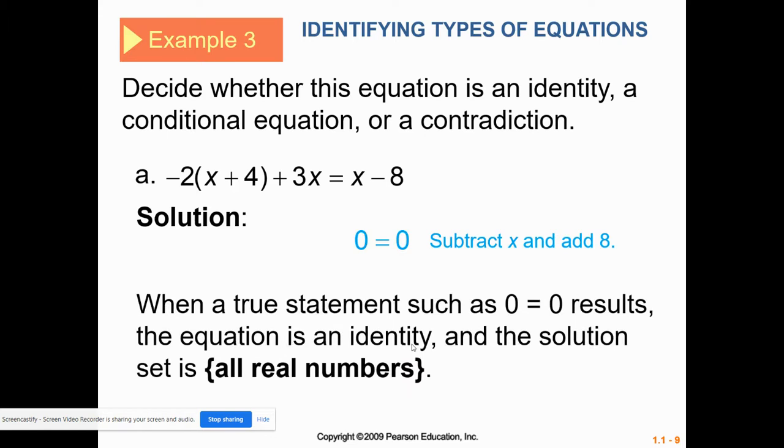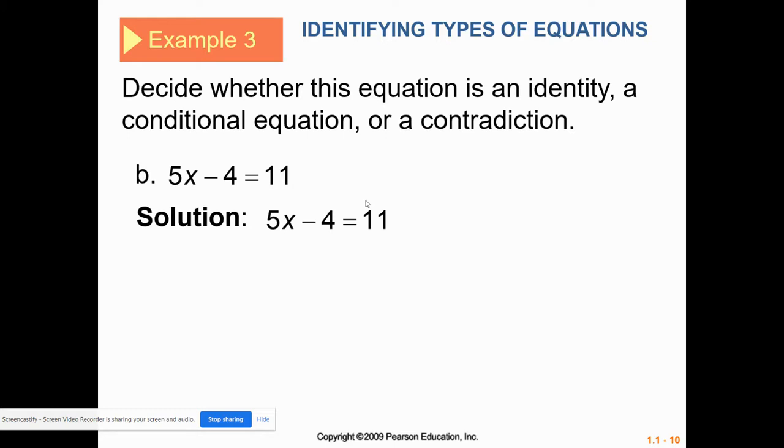Now, when you have an identity, the actual solution is all real numbers. What this means is that I can choose any value I want for x, and whenever I put it into all the spots in my equation here, I'll get something on the left-hand side of the equation that will equal the right-hand side of the equation. And x can take on whatever value I want it to.